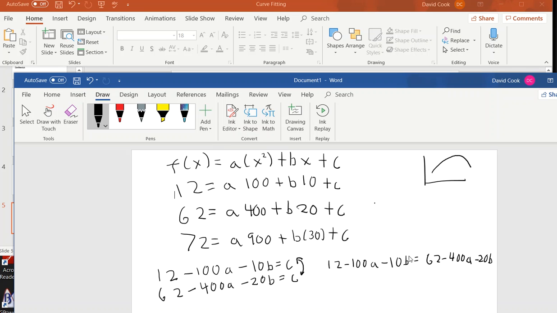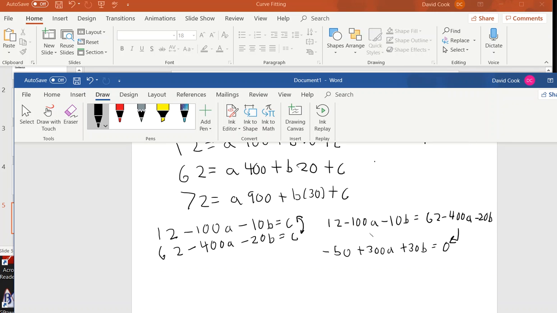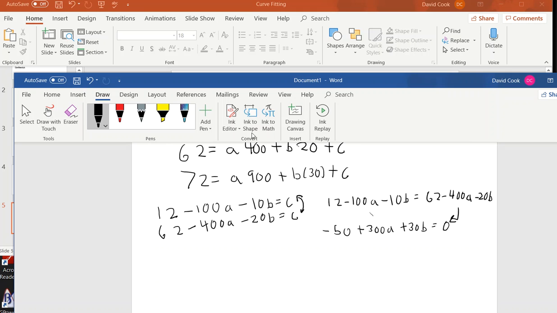Okay? So now I have an equation that is A and B only. So now let's rewrite this so that everything is combined. I'm going to move everything to this side. So that's going to give me minus 50 plus 300A plus 30B equals 0.